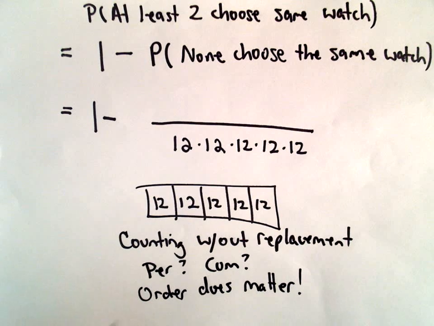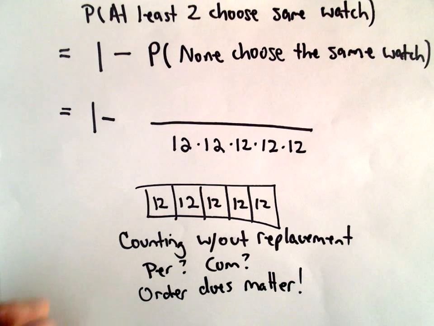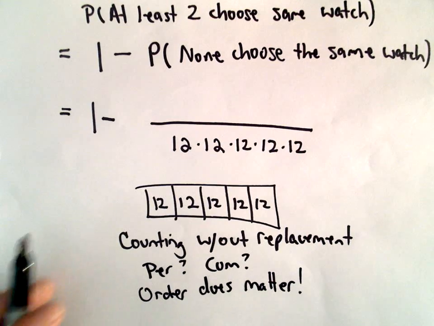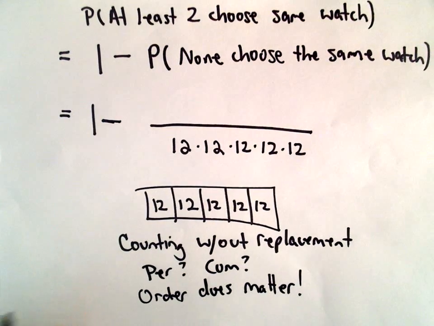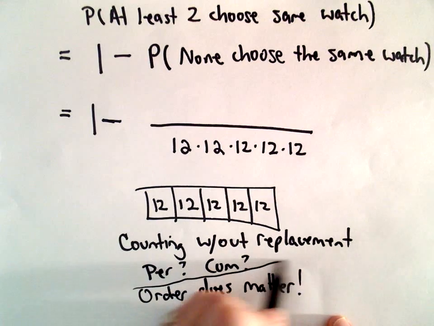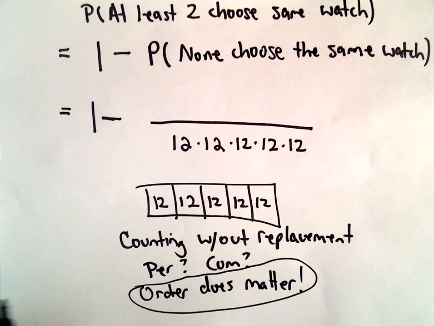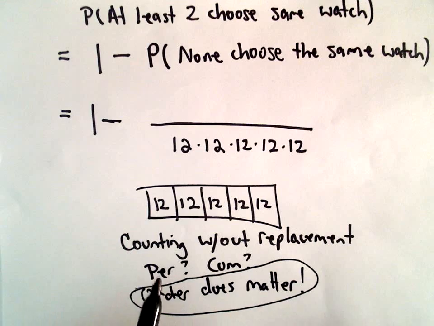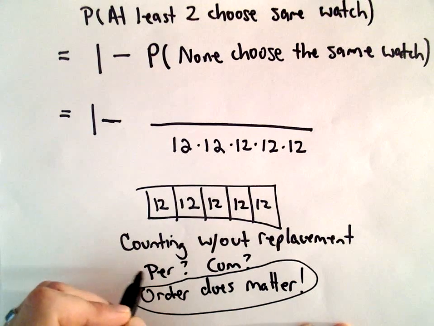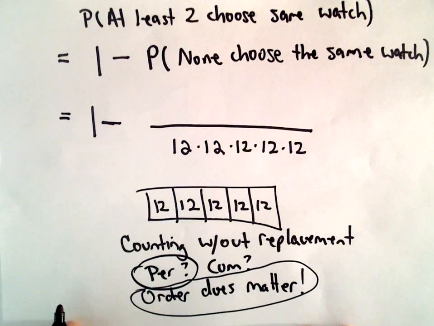If I chose a Rolex watch and you chose a Timex, that's going to be a different event than if you picked a Rolex watch and I picked the Timex watch. Yes, a Rolex and a Timex were both picked, but you would probably be happier if you got the Rolex. So definitely the order does matter. A lot of times, deciding this issue, does the order matter or not, to me is the tricky part. Okay, so we're counting without replacement. Order does matter, so that tells me that we have to use permutations.